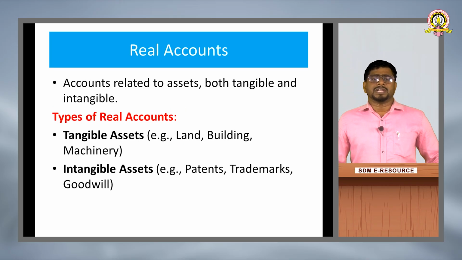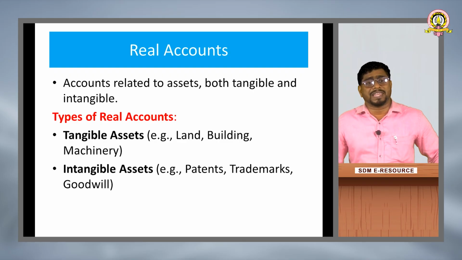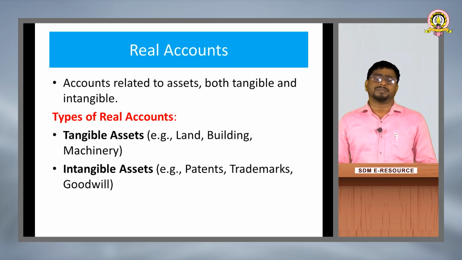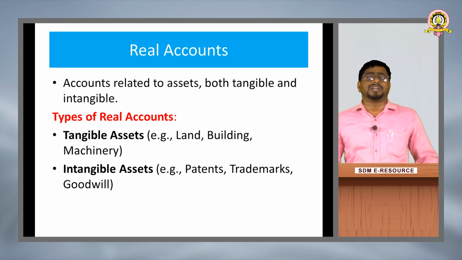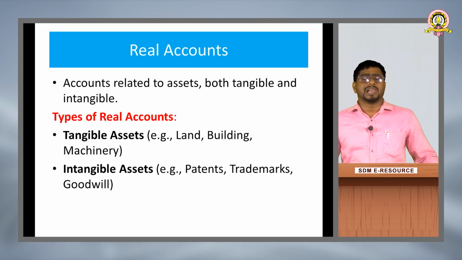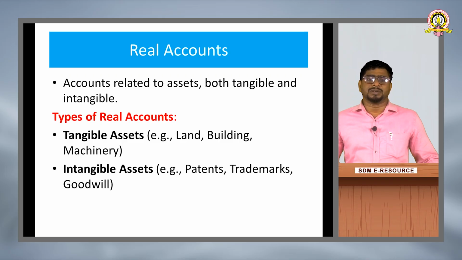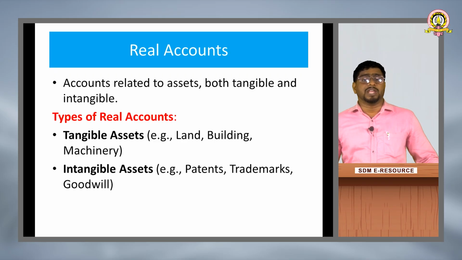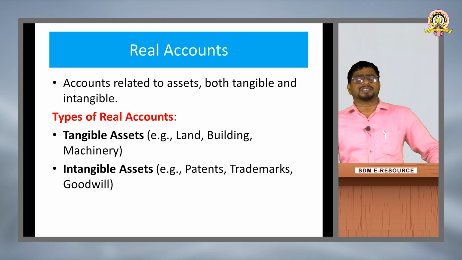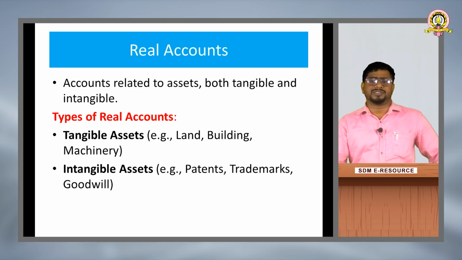Real account, the accounts related to assets, both tangible and intangible, come under real accounts. So types of real account, tangible assets. What do you mean by tangible assets? Tangible assets are the assets which we can see, which we can touch. That type of assets comes under tangible assets. Example, land, building, machinery, etc. Intangible assets, which we cannot touch, which we cannot see, but we can feel. Example, patents, trademarks and goodwill, that is the name and fame of the business.